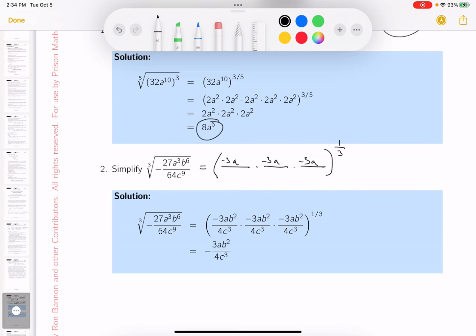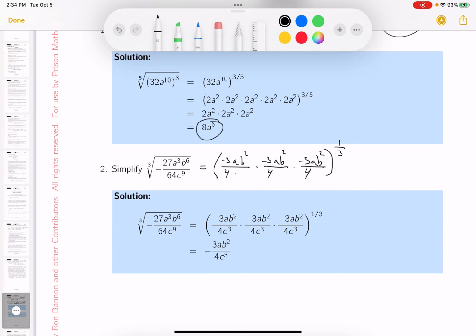How about B6? B squared. I realize some students say, do I need to write that down? No, but you need to see that. How about 64 on the bottom? 4, 4, 4. Again, 4 times 4 times 4 is 64.